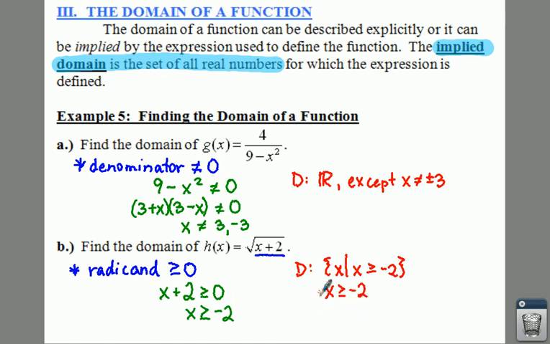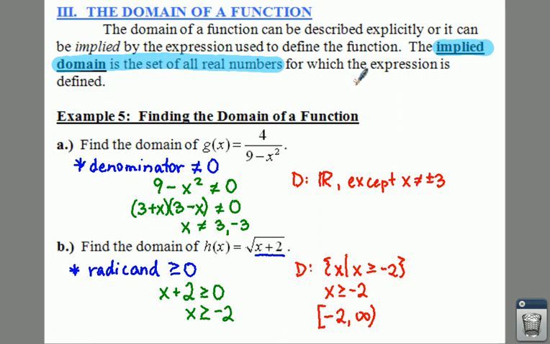Or you could put it in interval notation, which would mean you're starting at negative 2, and you can go all the way up to infinity, but you have to put a parenthesis around positive infinity, and you have to put a bracket around negative 2. So those would be your actual values. So there would be your domain.